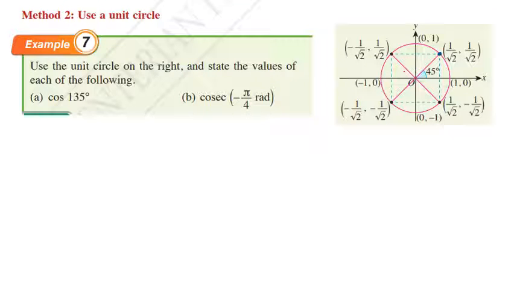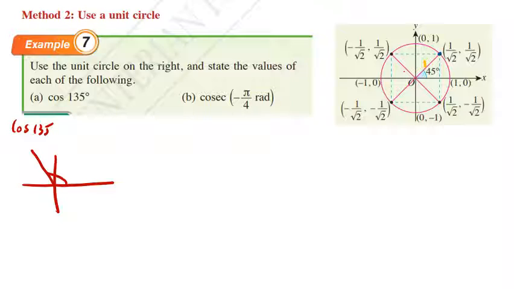Okay, method 2, use a unit circle. So for unit circle, you must remember that all the radius is equal to 1. Okay, so mari kita start. So for cos 135, okay, let's say teacher lukis semula. 135 ni berada pada kuadran yang kedua.